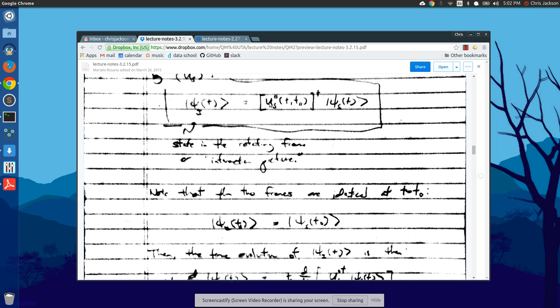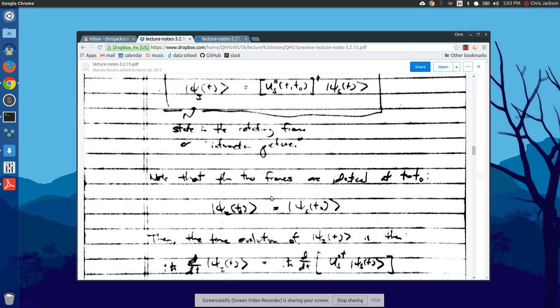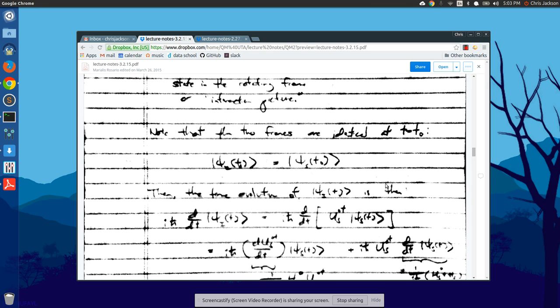And we know that, like I said, if we took the limit of t goes to t naught, the initial time, this thing reduces to the identity operator, and so at that point in time, the two frames are identical, right? And we've talked about this when we talked about the relationship between the Heisenberg and Schrodinger pictures. Okay.